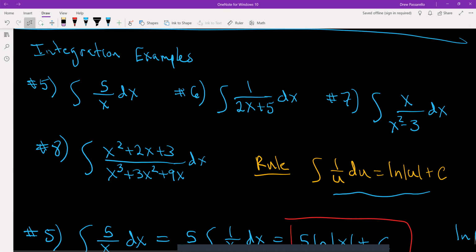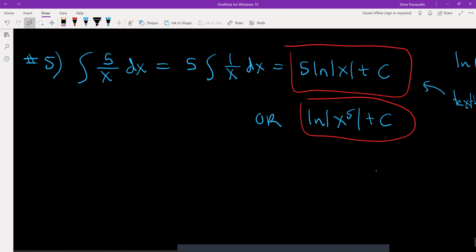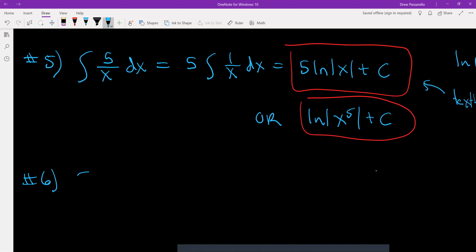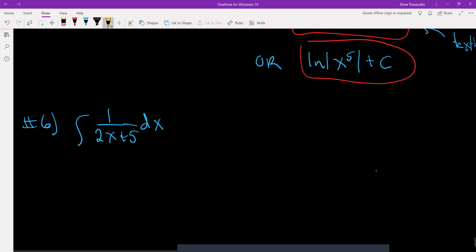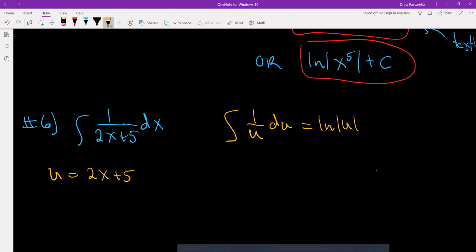Number 6 is 1 over 2x plus 5 dx. All right, so this is one where I will have to use some kind of substitution. And generally it's whatever's on the denominator is what u is going to be. So u is 2x plus 5. And I want to use the relationship that when you integrate 1 over u du, that turns into the natural log of the absolute value of u plus c.